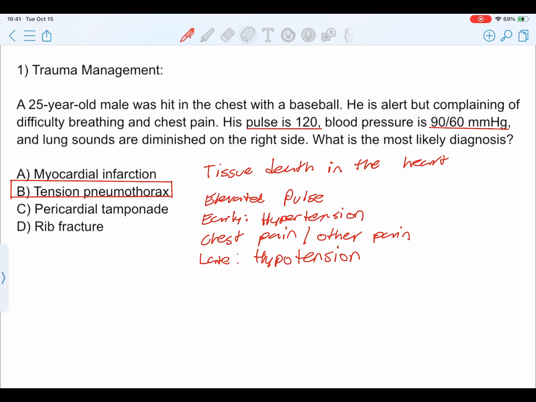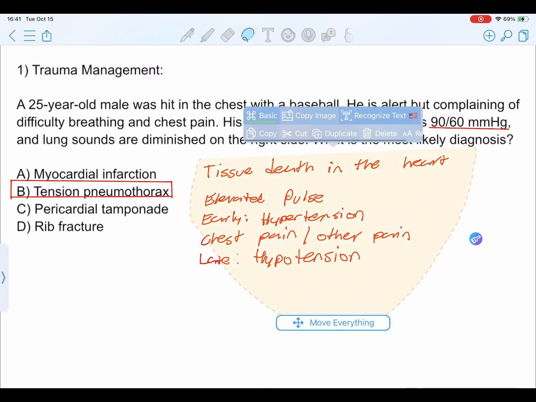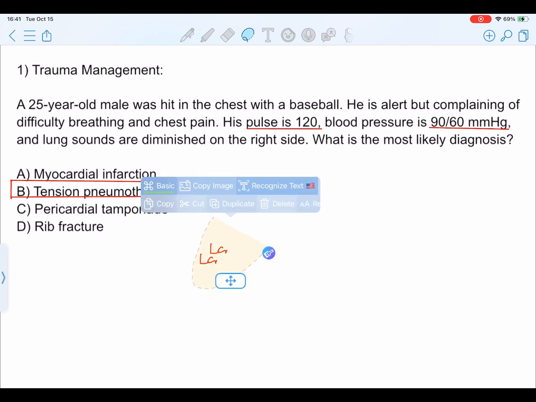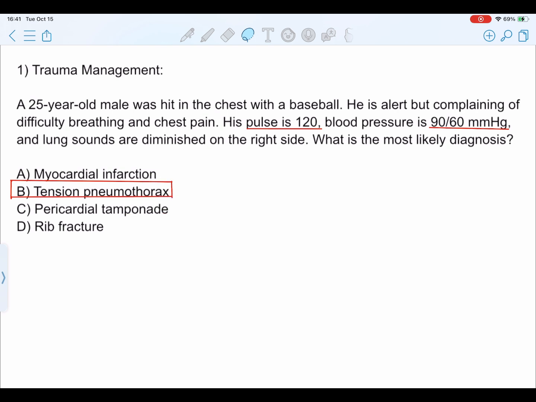So, for tension pneumothorax, the reason why this is the answer, we'll get rid of all of this extra stuff. Oops. So, tension pneumothorax, which I'm going to label as TP so I don't have to write it out every time, TP is when fluid builds up inside of the pleural space. The pleural space is the space between the lung and the chest wall, and this fluid gets trapped there. And what it does is it puts pressure.